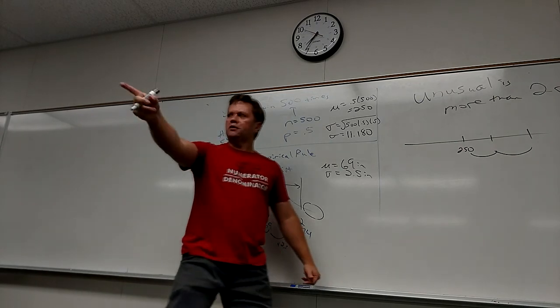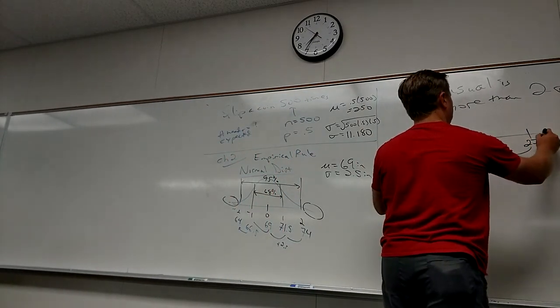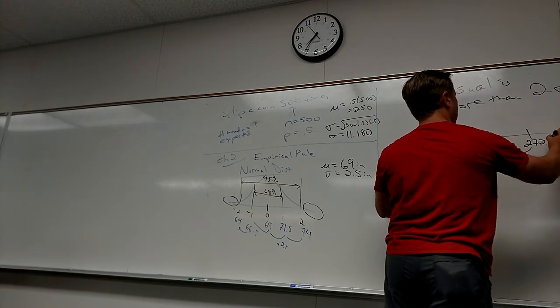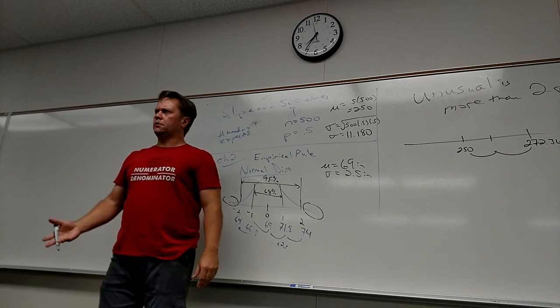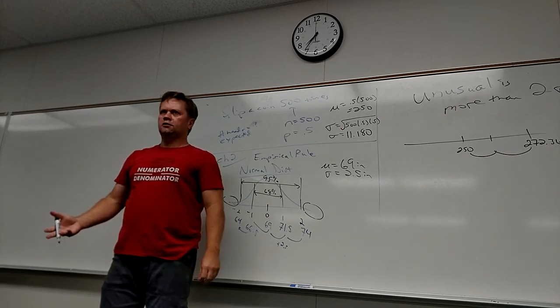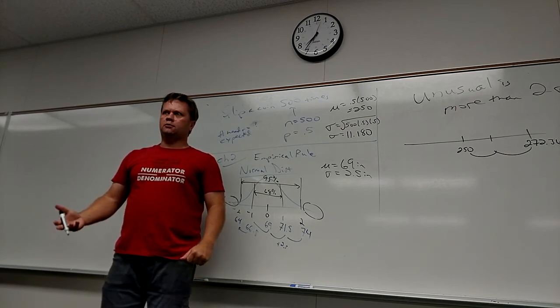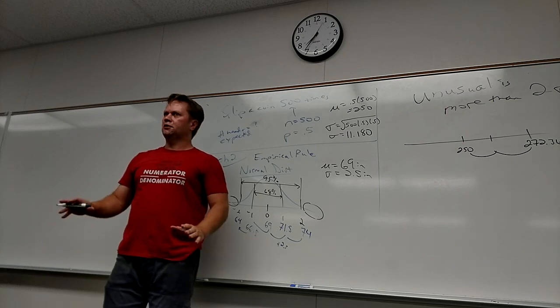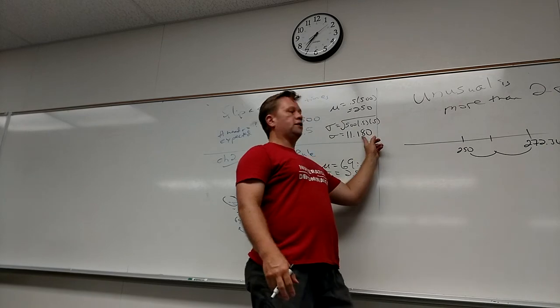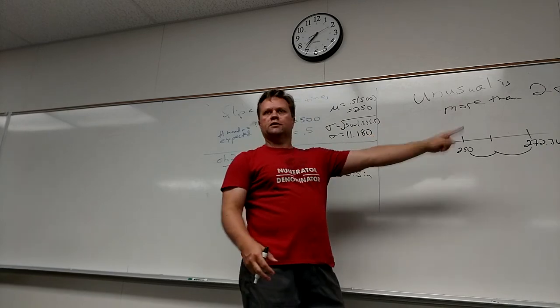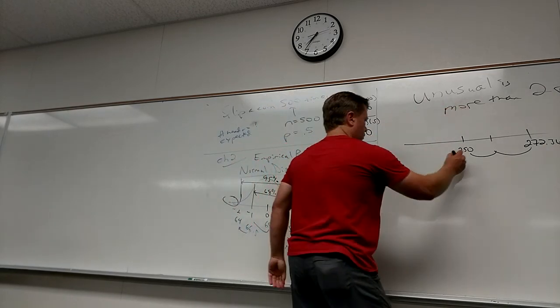272 point 36. Yep. Right? How did we get that number? Everybody see how I got that number? If you didn't, there's at least 8 other people that don't. You could say something. All I did was take 250 and add 2 of these. So 22.36.